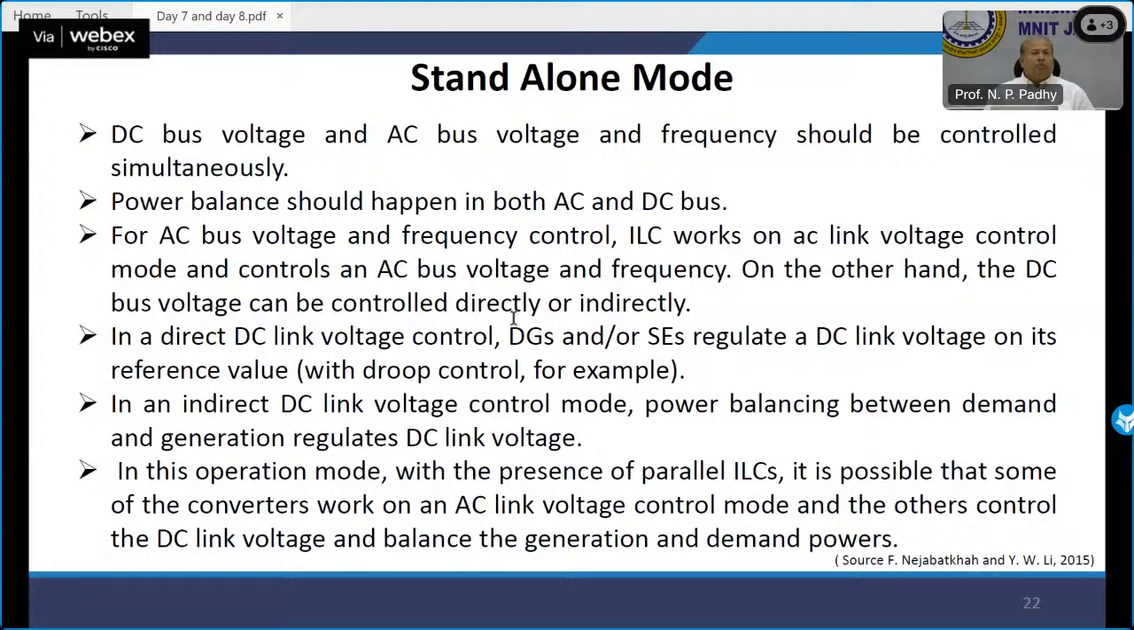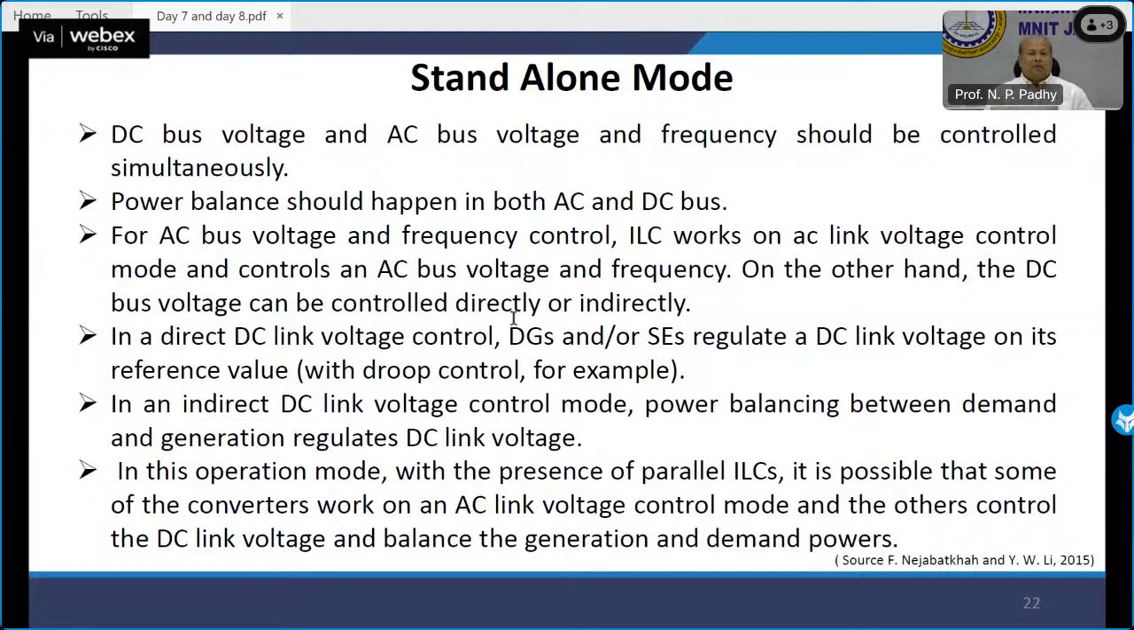Now, in this operation mode, with the presence of parallel ILCs, it may so happen that instead of having one ILC, you can have multiple ILCs. It is possible, shown in the figure also. And this is also a PhD topic for your kind information. One single ILC is very easy to control, but you can also have multiple ILCs, and that itself is a big problem. It's not an easy joke, okay? So we tried with two ILCs, and we experienced a couple of interesting phenomena. Narendra Babu's PhD is on parallel multiple ILCs.